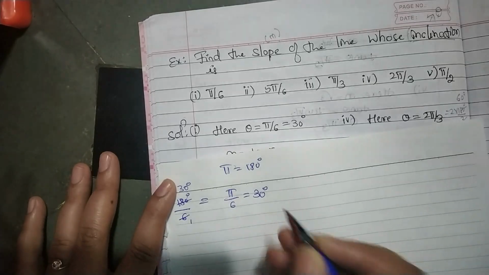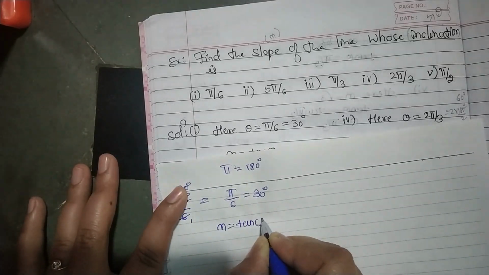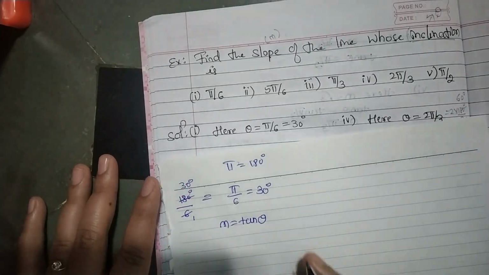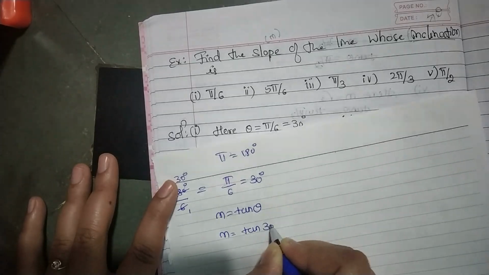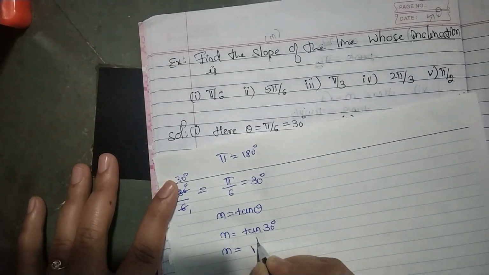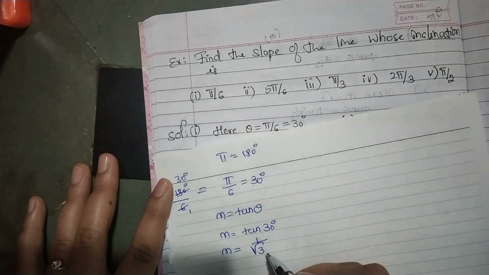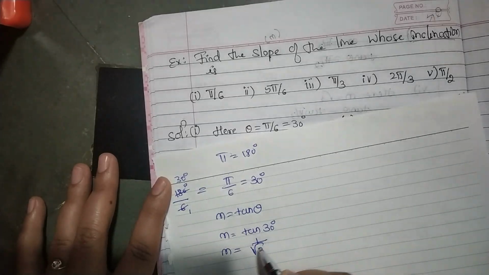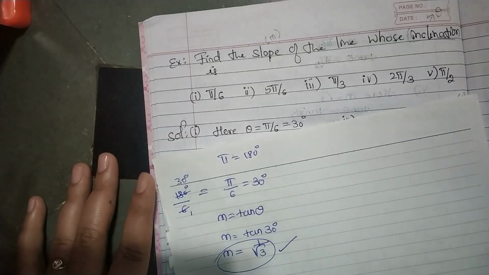The angle is given, we need to find the slope. We know that when an angle is given, we use the formula m is equal to tan theta. M is equal to tan 30 degree. What is tan 30 degree? That is 1 divided by root 3, which is the slope of the line. And we know that slope of a line is always a real number.